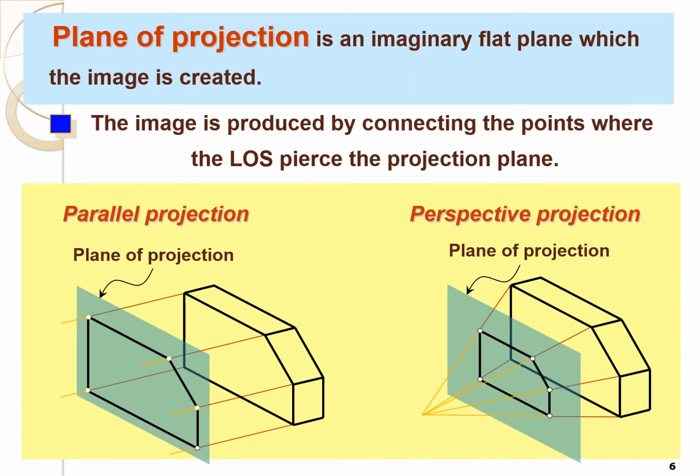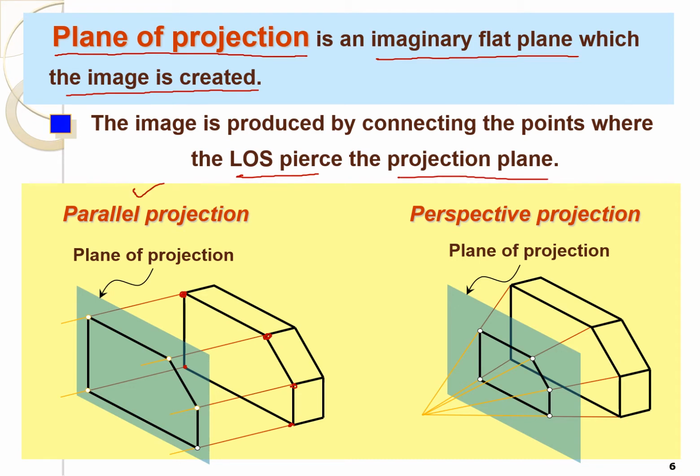Then the second variable in our theory of projection is the plane of projection. We already covered the line of sight, which is an imaginary line that originates from the corners of the object, as you can see right here. These are the lines of sight. The other variable is the plane of projection, an imaginary flat plane on which the image is created. The image is produced by connecting the points where the line of sight pierces the projection plane. As you can see, this was the parallel projection, in which the lines of sight were parallel to each other.